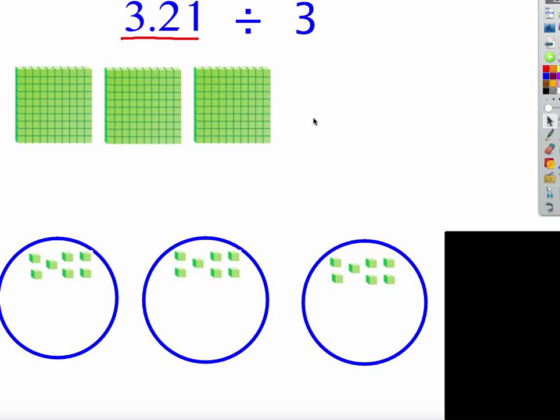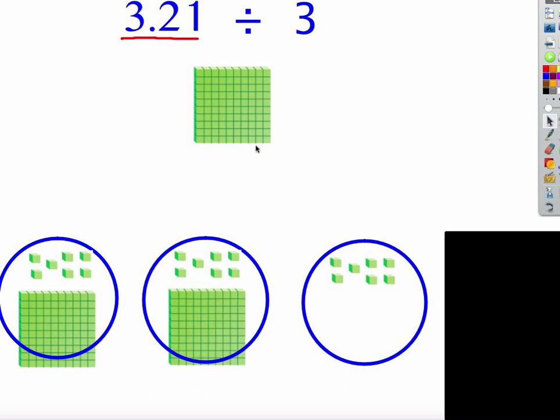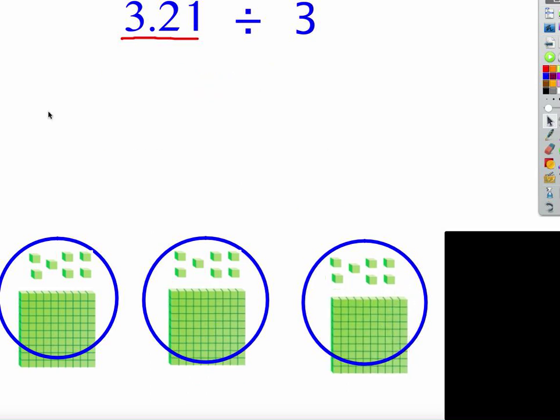I don't have any more rods, so I can't split them up evenly, but I do have 3 flats, or wholes. So I'm going to take one of each of these and put them in these groups, and then I'm all done. So each group is telling me what 3 and 21 hundredths divided by 3 would equal. So if I took this decimal number and split it into 3 equal groups, each group would have 1 whole, 0 rods, and 7 singles, or 7 hundredths.